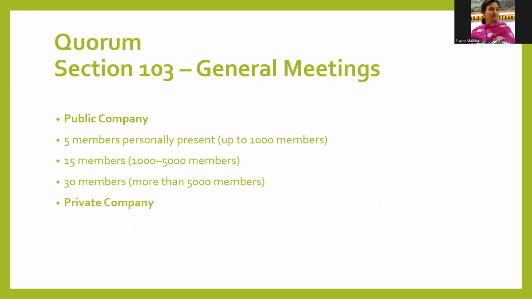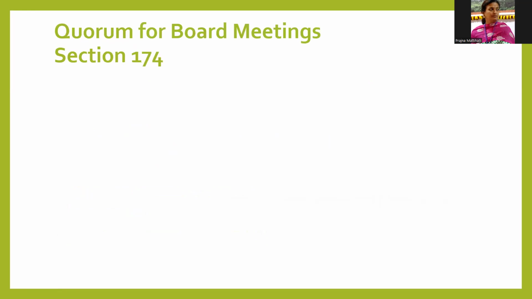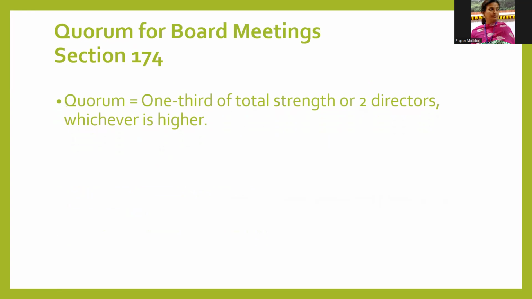And what about the private company? The rules are different. Here, minimum 2 members personally present in the meeting. Then quorum of board. Here, 1/3 of total strength or 2 directors, whichever is higher. That means if total directors are 6, 1/3 is equal to 2. So 2 directors should be present, up to 6 directors. And if the total directors are 8 or 9, then 1/3 means 3 directors should be present in the meeting. Then only it is called quorum.